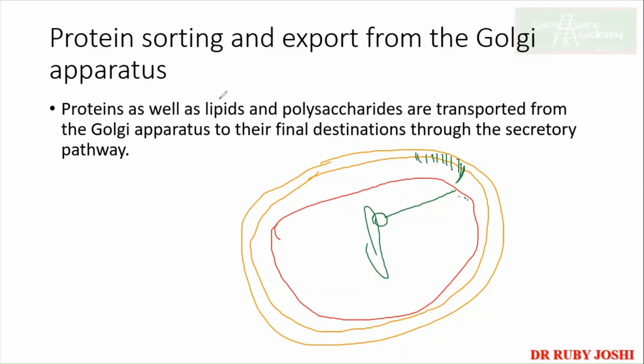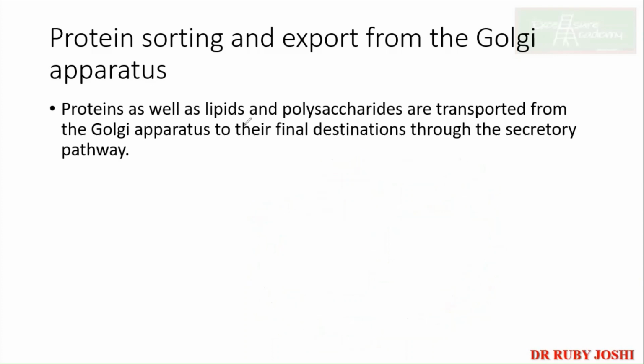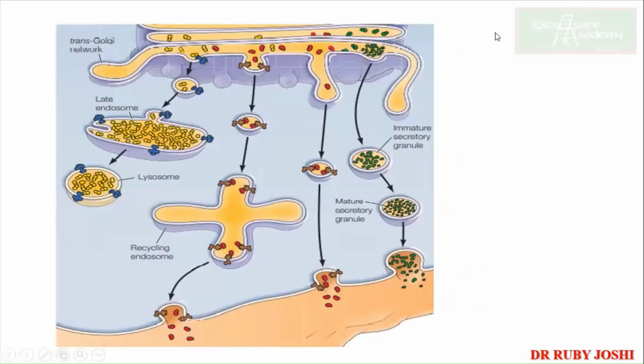Now coming to protein sorting and export from the Golgi apparatus. Proteins as well as lipids and polysaccharides are all transported from the Golgi apparatus to their final destination through the secretory pathway. What is the secretory pathway? Already we have discussed, right? जब आपका ट्रांसलेशन होने के बाद फ्रॉम ईआर टू गोल्जी, गोल्जी से फिर आपका वेसिकल बनता है, वेसिकल से टू द रेस्पेक्टिव ऑर्गेनल्स, आइदर इट इज लाइसोसोम्स, माइटोकॉन्ड्रिया, क्लोरोप्लास्ट और प्लाज्मा मेम्ब्रेन फॉर द फाइनल सेक्रीशन आउट. ठीक है, so I think I have a figure here. Yes, so let's see in the figure.